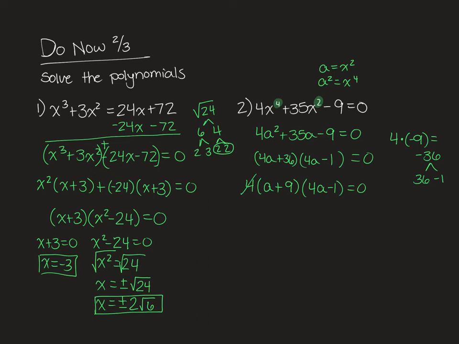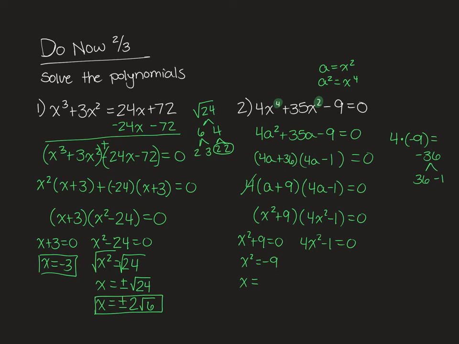Now that we have it factored, we can substitute back in our x's. So a is x squared, so it's going to be x squared plus 9, and 4x squared minus 1. So now this is factored completely. We need to set each factor equal to 0. So x squared plus 9 is equal to 0, and 4x squared minus 1 is equal to 0. So subtract 9 from both sides, and then take the square root.